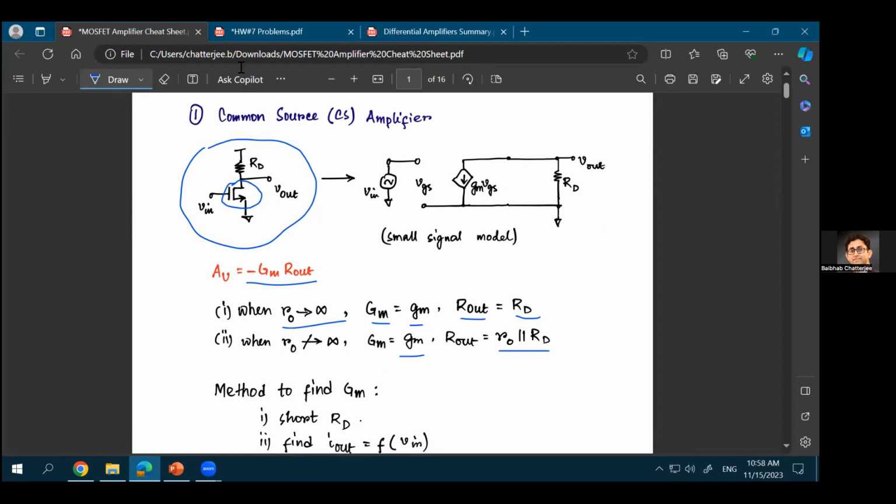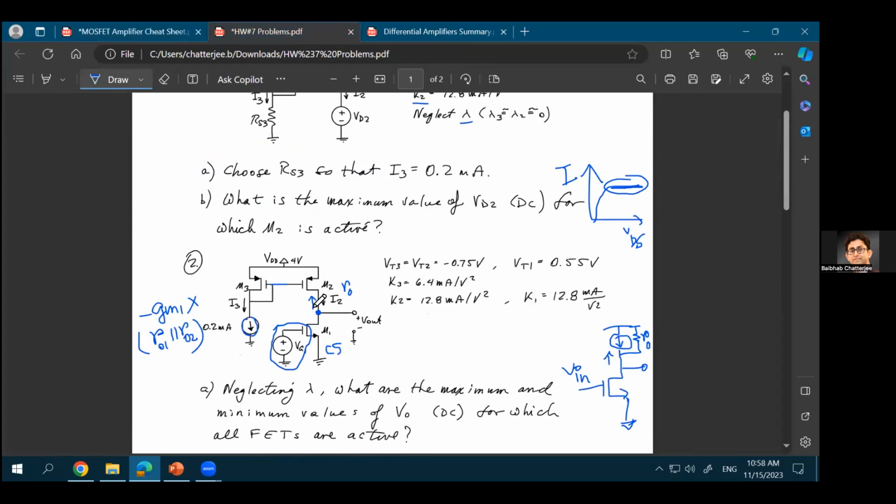Now, what is RD in this scenario? The RD is the resistance looking up. That is RO of the second transistor, so that's RO2. So you basically have RO1 of the original M1 transistor in parallel with the RO2 of the other transistor. That will be the exact form of the gain equation in this case. So you're right.